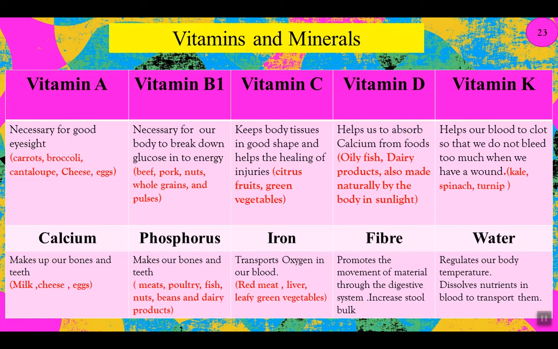Calcium makes up our bones and teeth, and phosphorus does the same job in our body. Iron transports oxygen to our tissues through the blood. Fiber promotes the movement of materials through the digestive tract. And water regulates our body temperature. It dissolves nutrients in blood to transport them.